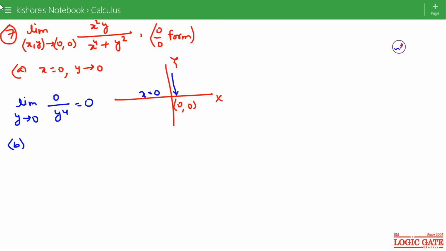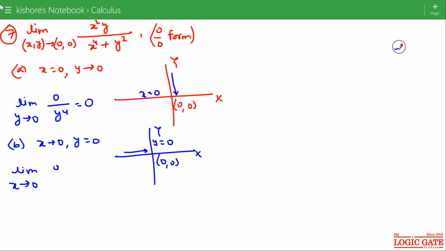Now we'll try a different path where x is tending towards 0 and y is 0. So we are approaching the point through the x-axis where y is 0. X is tending towards 0 and y is 0. So limit x tending towards 0. If y is 0, then this will be 0 by x to the power 4, that is 0 also, 0 again. It means for these two paths, the function is giving the limit 0. So let's try another path. Y equal to x.